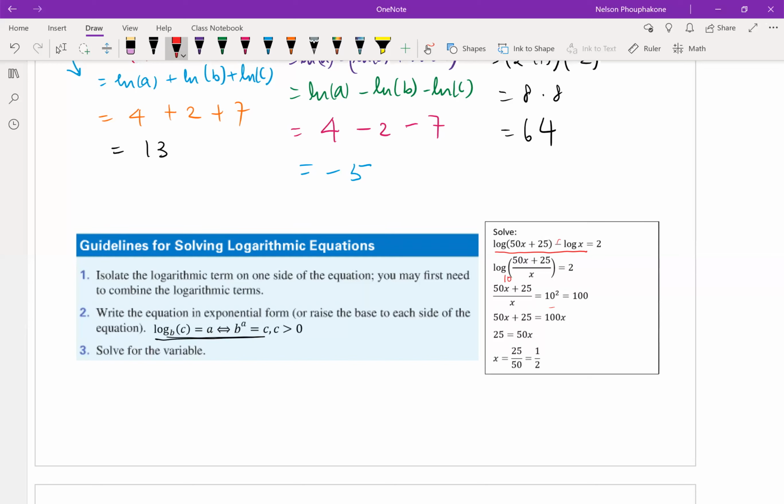And then from there, you solve the regular equation, right? So we could multiply both sides by x, and then we group the x terms together, and then we solve for x, just like this. So again, the harder part is how we see to eliminate the log operator.